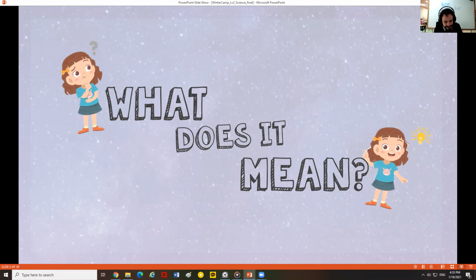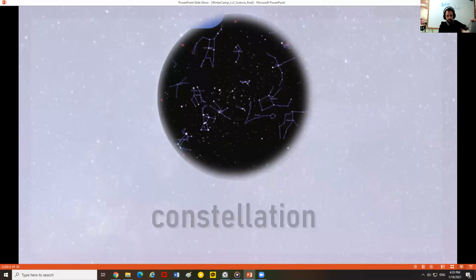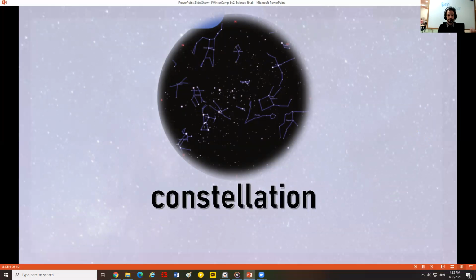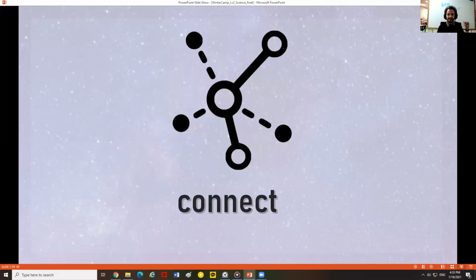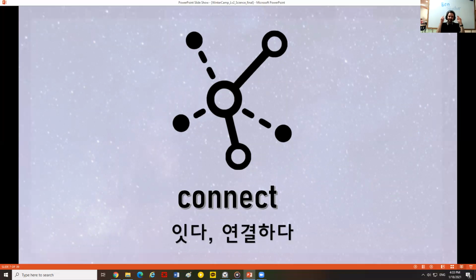Now, let's practice some of our vocabulary for today. You can follow along in your worksheet right here on page 2. So, our first word is, of course, constellation. Here again, we have some beautiful constellations, which are pictures or shapes made from patterns of stars in the sky. Connect. The stars connect to form a constellation, like a connect the dots pattern.